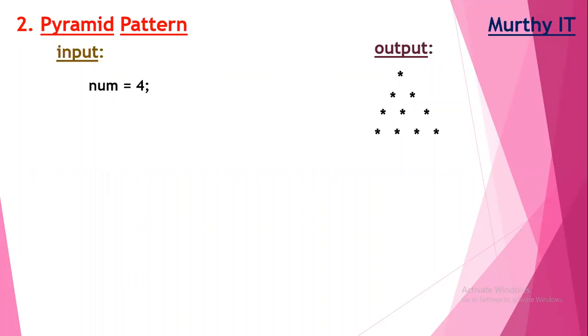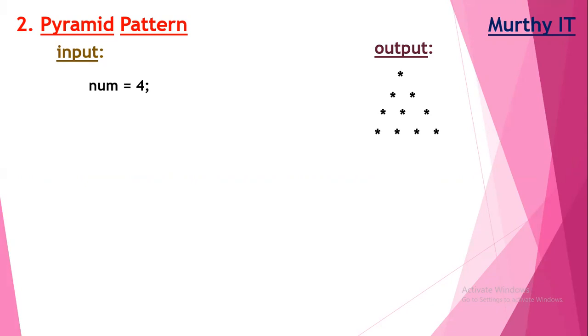So today I am going to explain how to write the logic for the pyramid pattern. It's like a triangle, an equilateral triangle, right? We need to display the pyramid. So how do we write the logic for this?